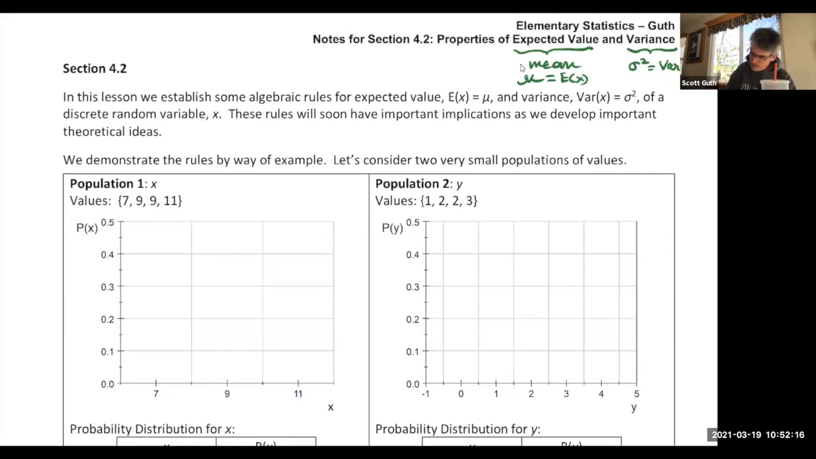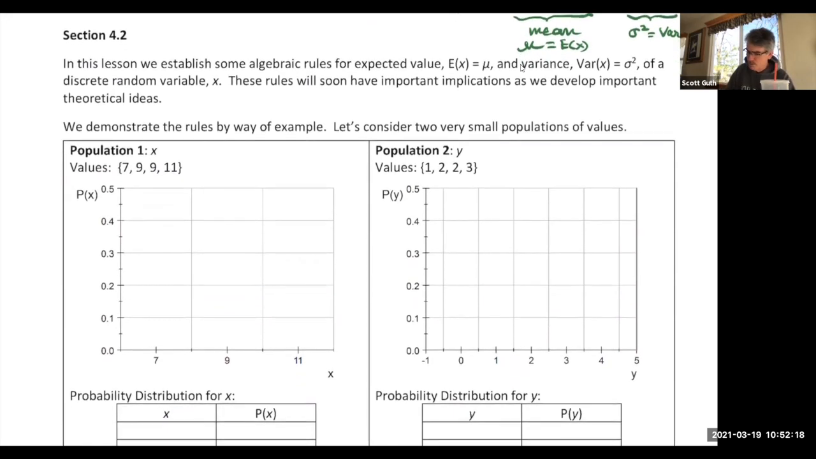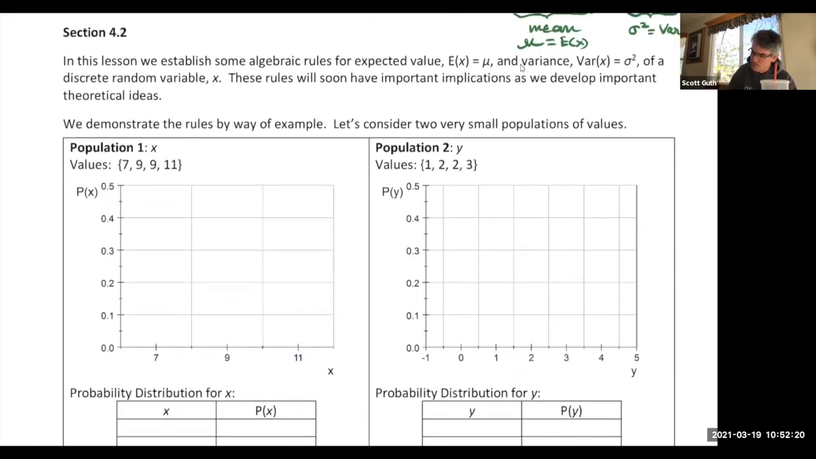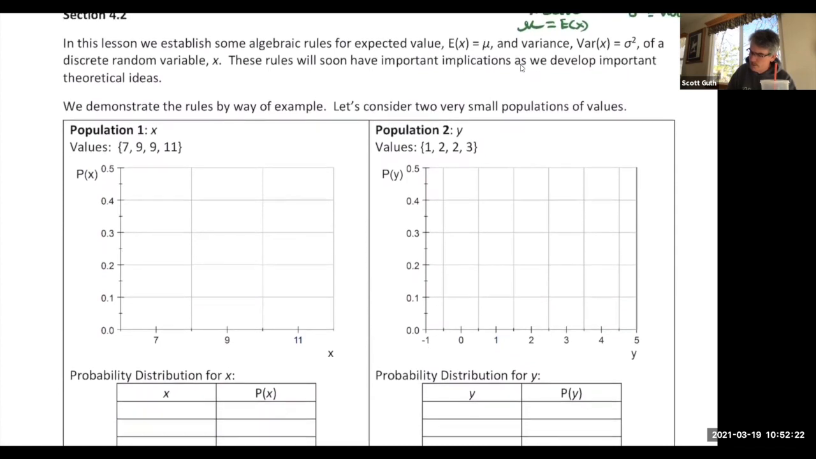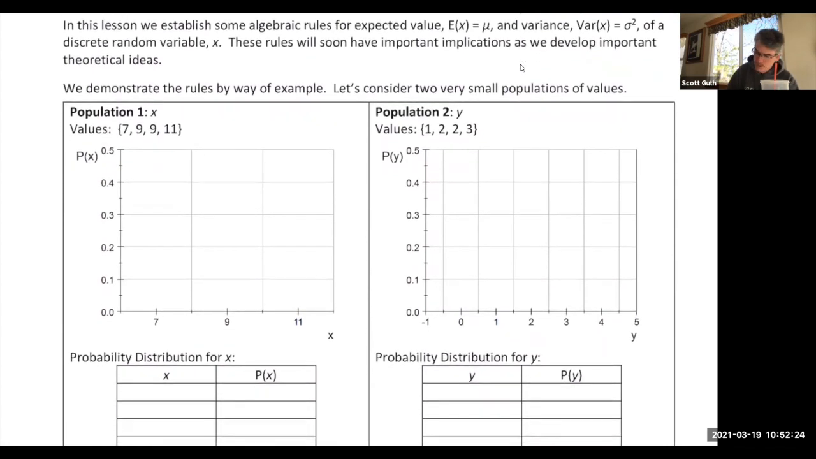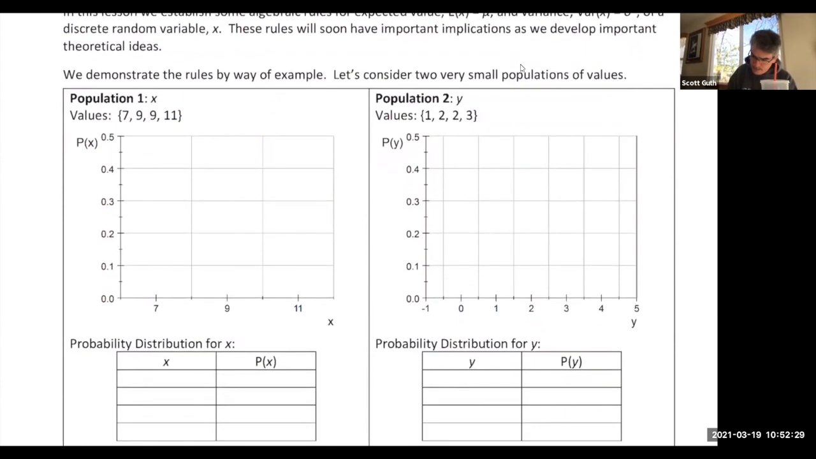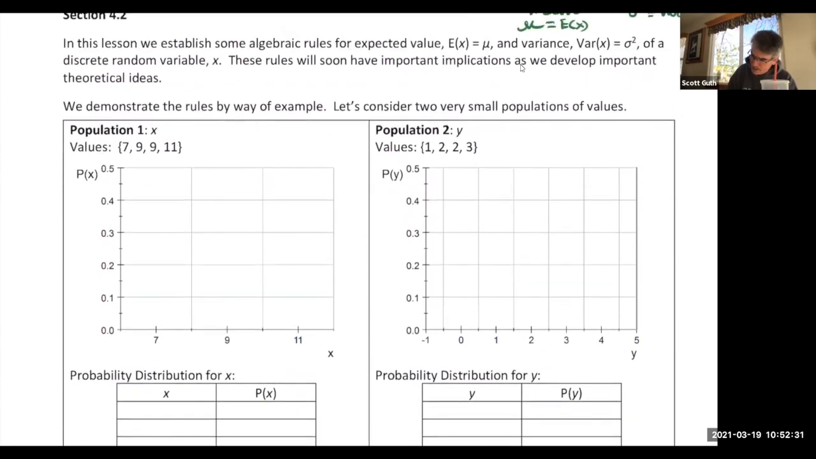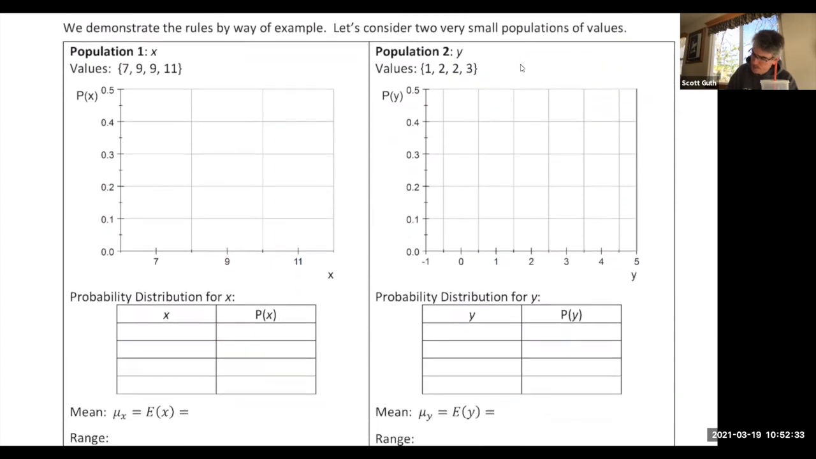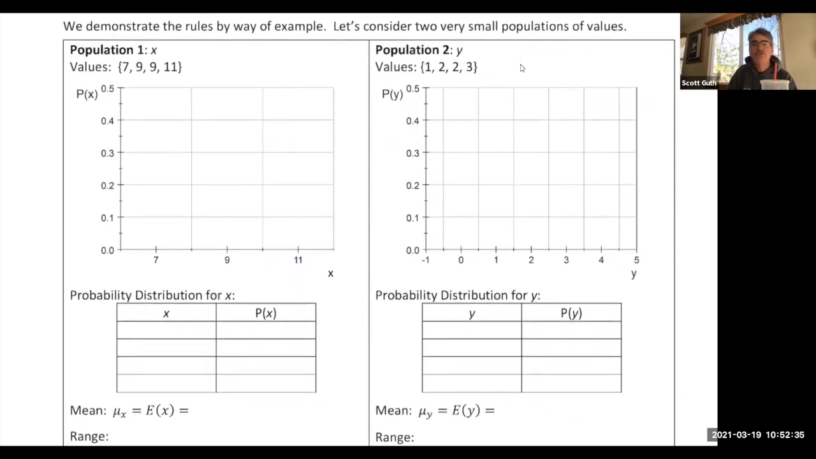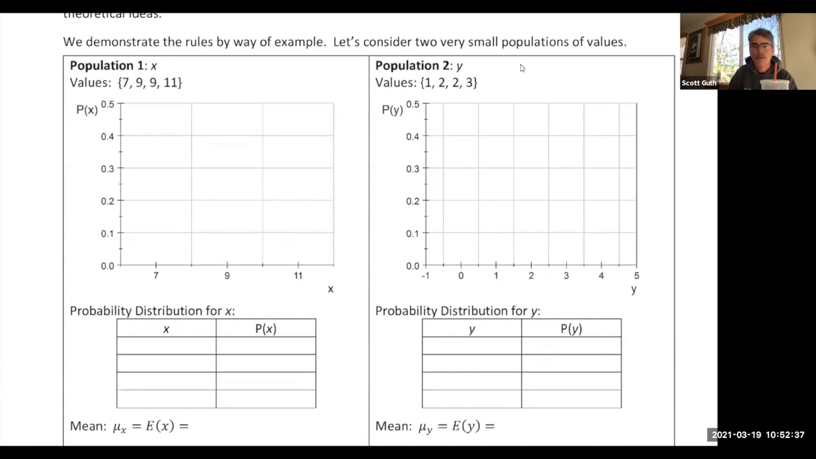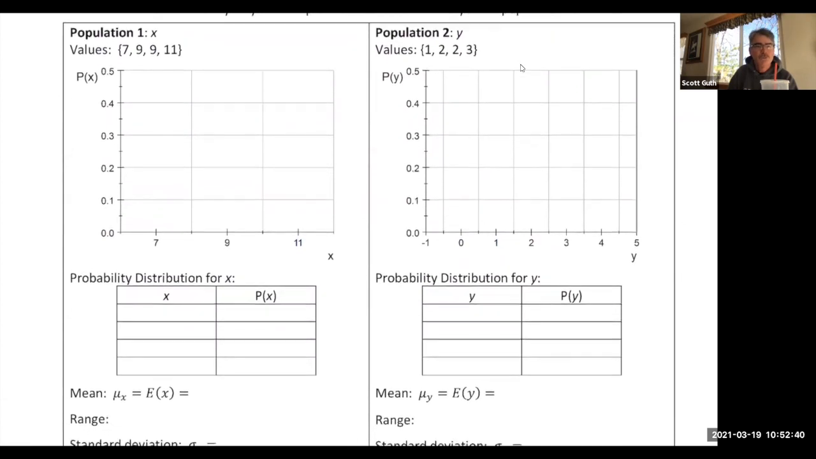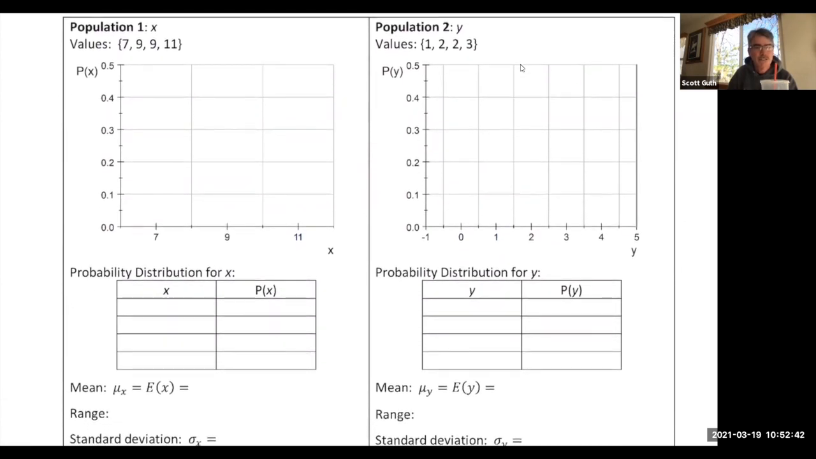So we're going to go ahead and just start by demonstrating. The proofs are a little bit difficult for these ideas, but it's easy to just illustrate how they work, just demonstrating everything by way of example. So we have two very small populations. These are not samples, these are populations. And we just want to describe everything here.